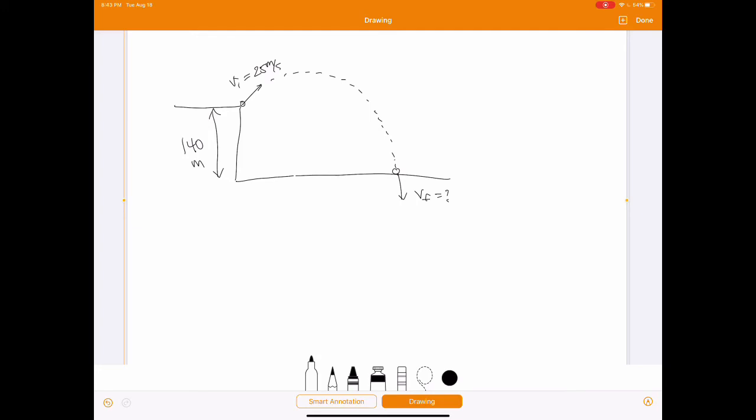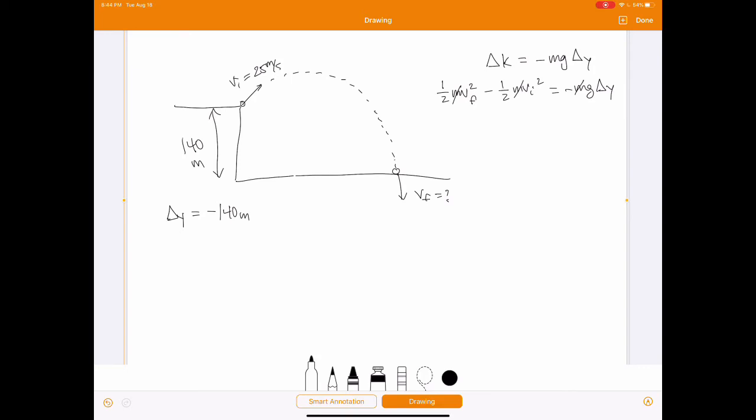So right off the bat, let's just note that delta y for this rock is negative 140 meters because overall throughout this motion, it's moving down 140 meters. So delta K is equal to minus mg delta y, that's what we just derived. And recall that kinetic energy is 1/2 mv squared. So delta K would be 1/2 m v final squared minus 1/2 m v initial squared. And then that would equal minus mg times delta y. Cancel out m.